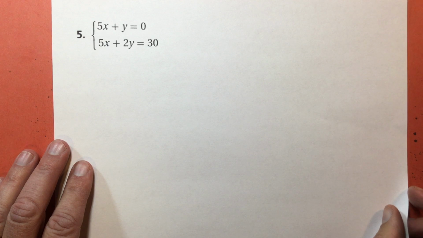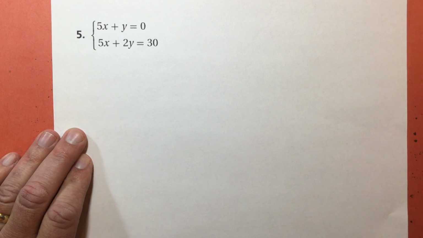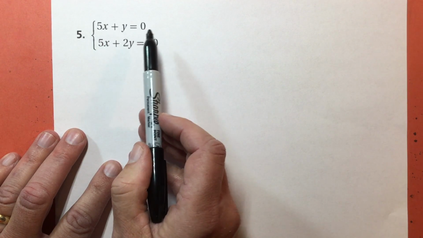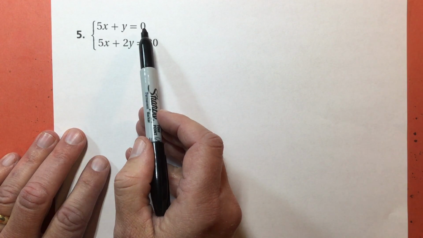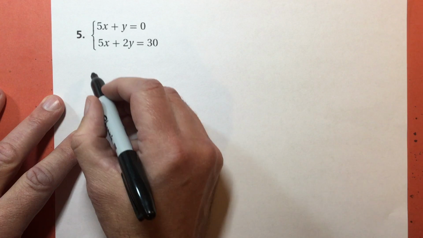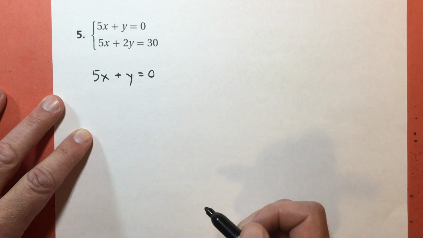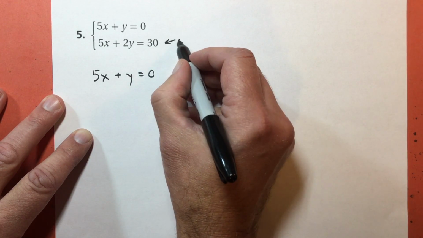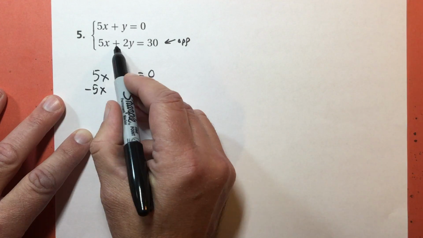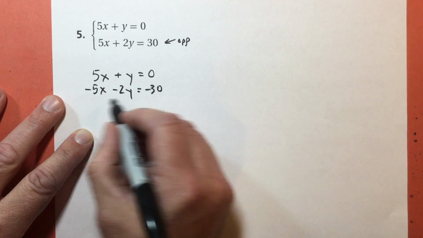Problem number 5. 5x plus y equals 0 and 5x plus 2y equals 30. One thing I could do if I wanted to was to multiply the top equation, the first equation, by negative 2. That would change that. 0 times negative 2 stays 0, but then to make the y's drop out. But I think it'd be easier if I take care of the 5's, or the 5x's. So my first equation is 5x plus y equals 0. I'm going to find the opposite of this equation. So I get negative 5x, positive 2y becomes negative 2y, and positive 30 becomes negative 30.